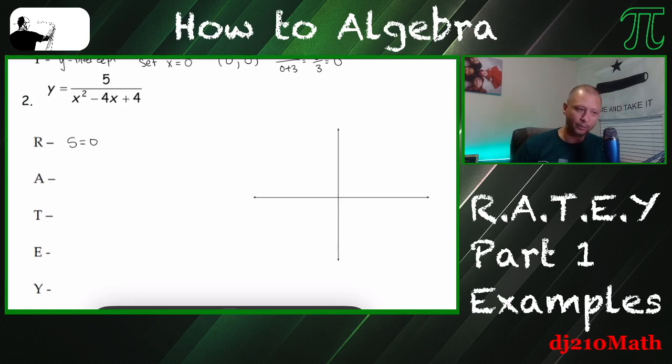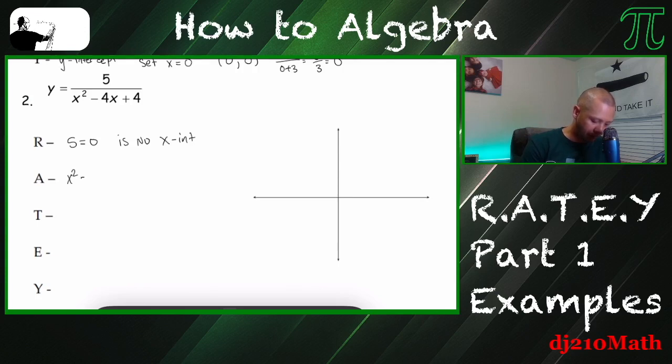Right away, we see that something's not right. When the top is a number, 5 is equal to 0. How is that true? No, 5 is equal to 5 and only 5. 5 can't be 0. So this tells me that there is no x-intercept. It never crosses the x-axis, ever, nowhere. So that's the first part.